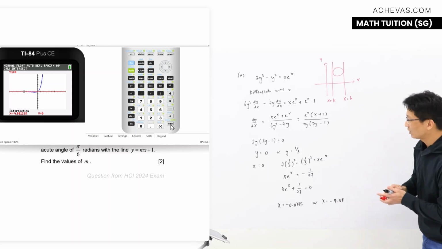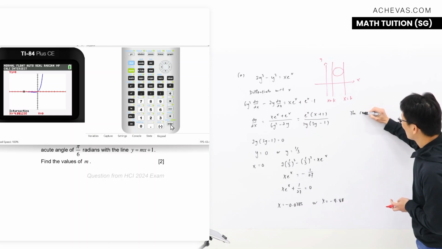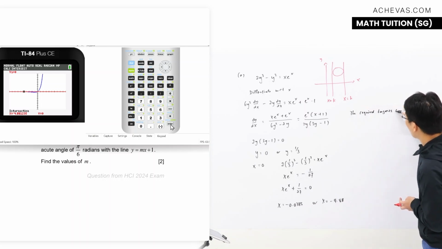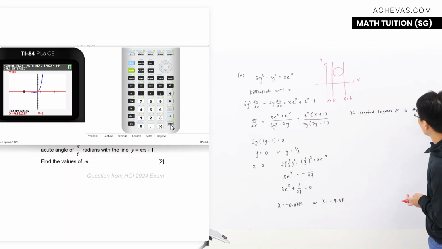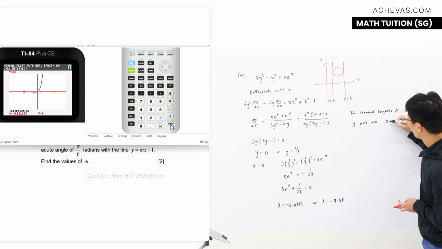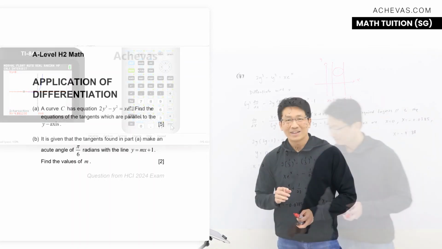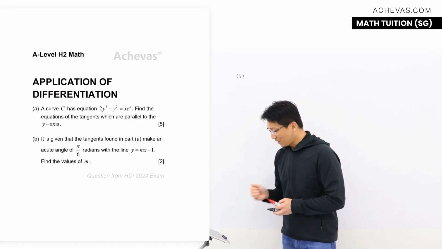So therefore, I can just do my conclusion. The required tangents parallel to the y-axis are x equal to 0, x equal to minus 0.0385, and finally x equal to minus 4.88. Alright, now let's continue to take a look at part B of this question.